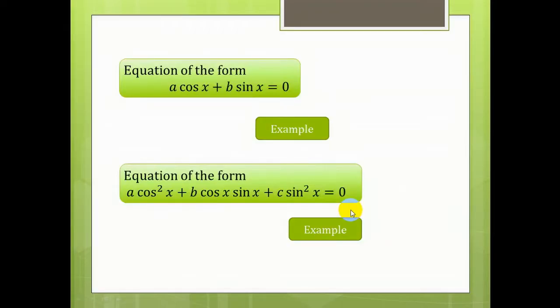Okay, equations of the form we take from the previous one, which is a cosine x plus b sine x equals c. But from here, we take c equal to 0. So the equation a cosine x plus b sine x equals 0. And then the last is about the equation of the form a cosine square x plus b cosine x times sine x plus c sine square x equals 0, everyone. So now let me explain about the equation of the form a cos x plus b sin x equals 0.